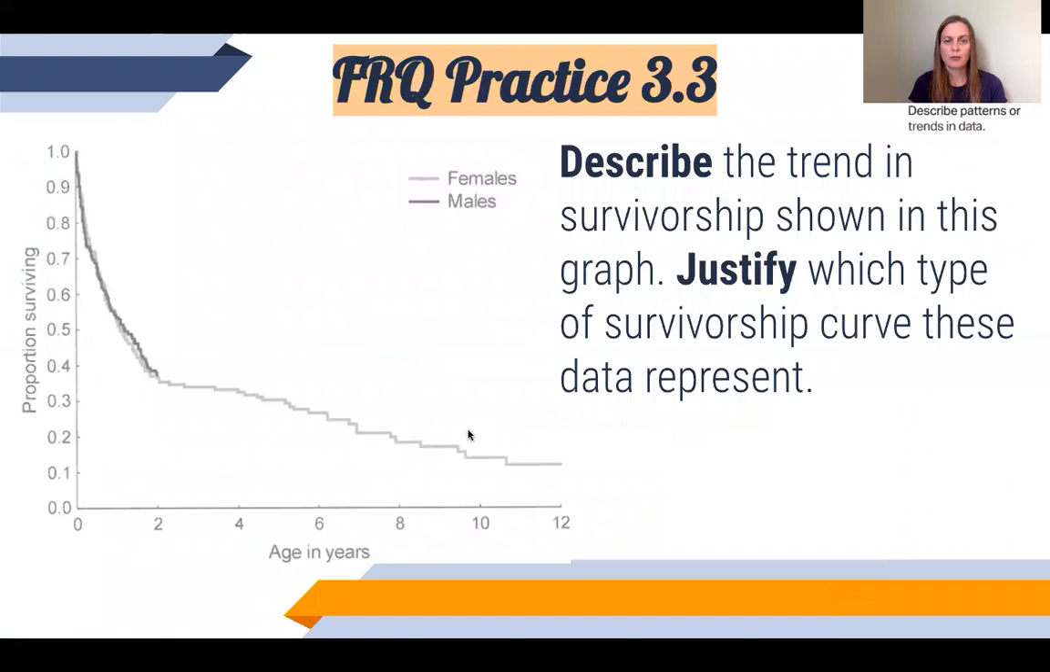Okay, so here's your practice for this objective. I'd like you to describe the trend in survivorship shown in this graph, and I want you to justify which type of survivorship curve these data represent. Record this in your notebook and we'll discuss it in class.